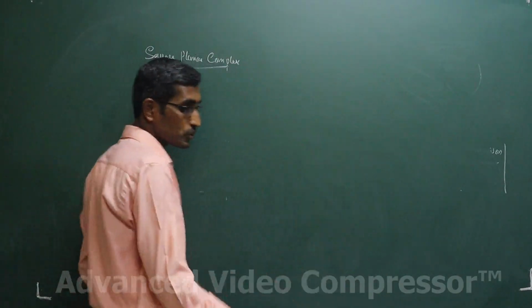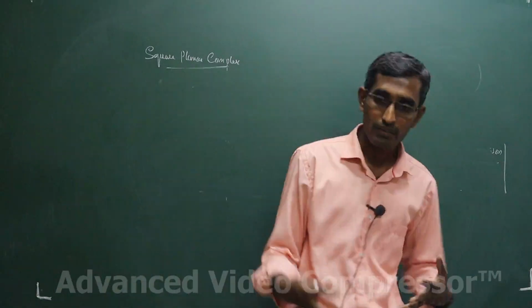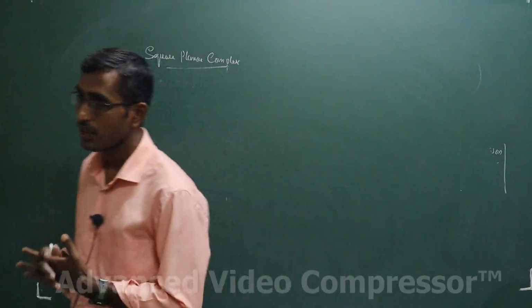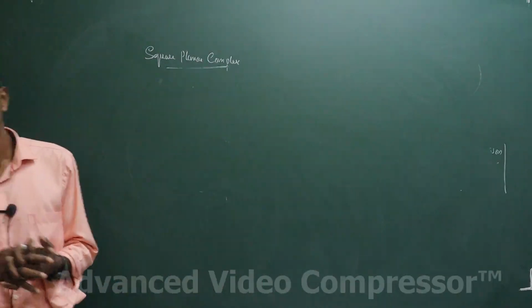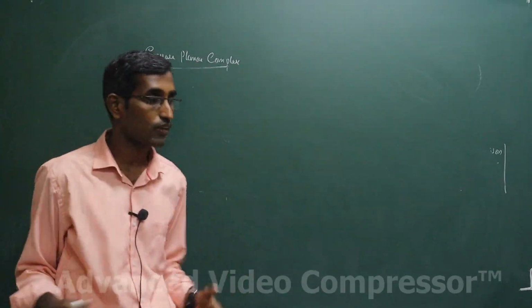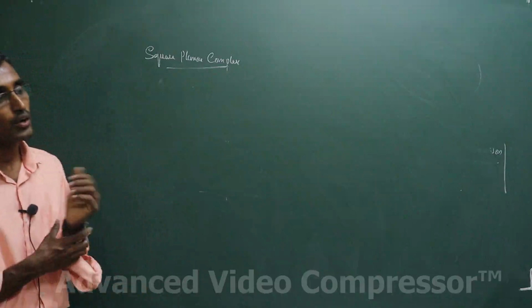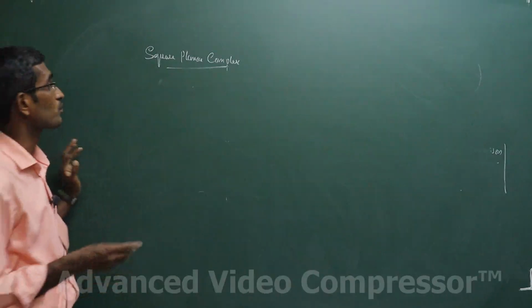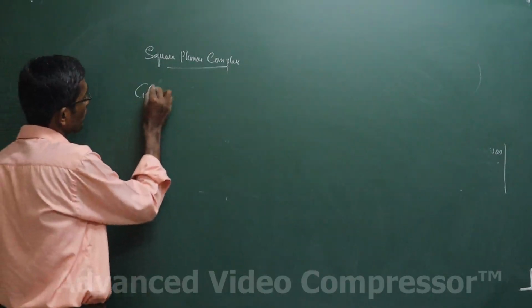The condition to show geometrical isomerism in square planar complexes is that there should be an opposite side. Otherwise geometrical isomerism is not possible. As far as geometrical isomerism is concerned, that is the condition.